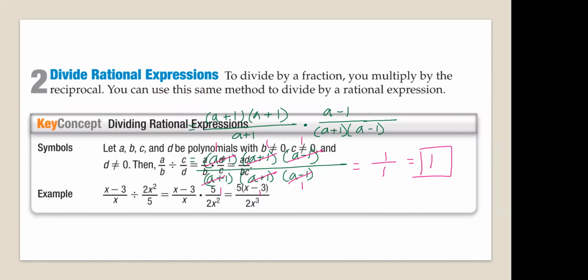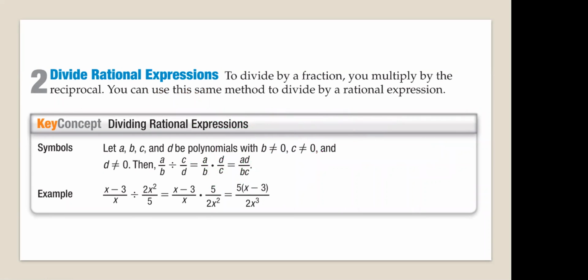Okay. Then it talks about dividing rational expressions. So remember, when you're dividing fractions, you multiply by the reciprocal. You keep the first fraction, you flip the second fraction, and then you change division to multiplication.